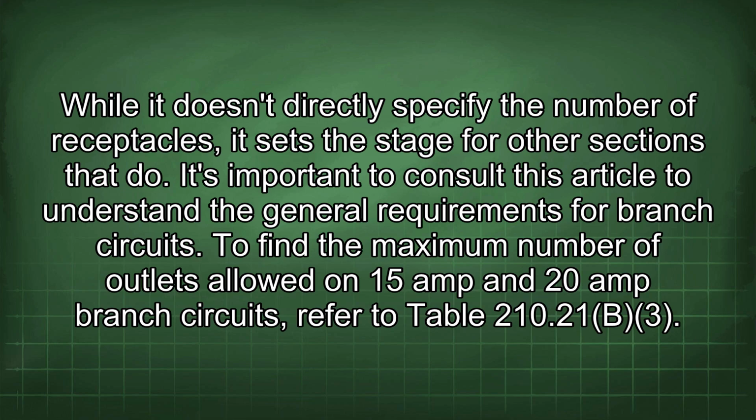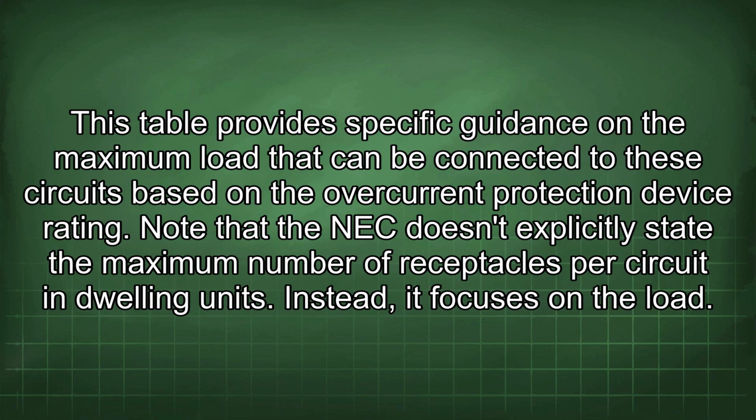It's important to consult this article to understand the general requirements for branch circuits. To define the maximum number of outlets allowed on 15 amp and 20 amp branch circuits, refer to Table 210.21(B)(3). This table provides specific guidance on the maximum load that can be connected to these circuits based on the overcurrent protection device rating. Note that the NEC doesn't explicitly state the maximum number of receptacles per circuit in dwelling units. Instead, it focuses on the load.